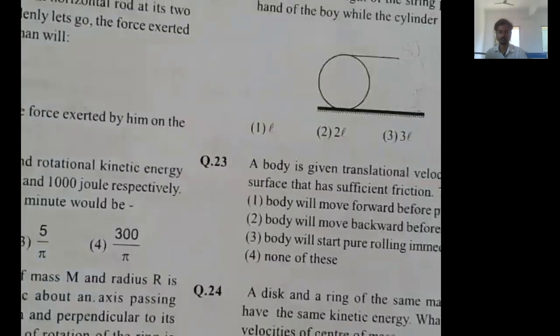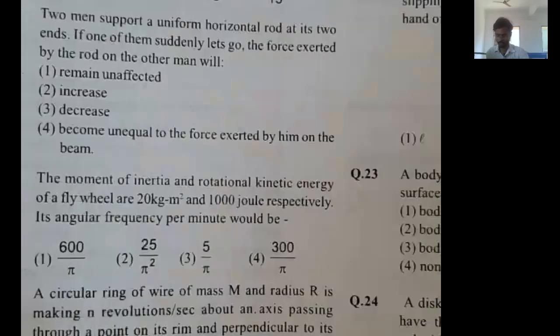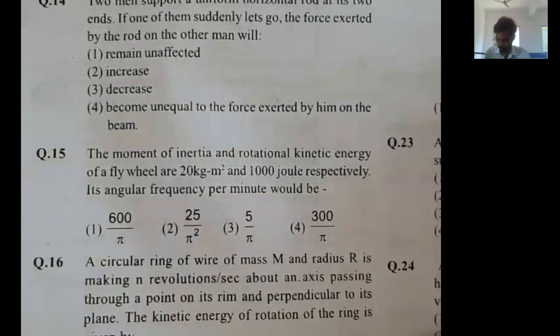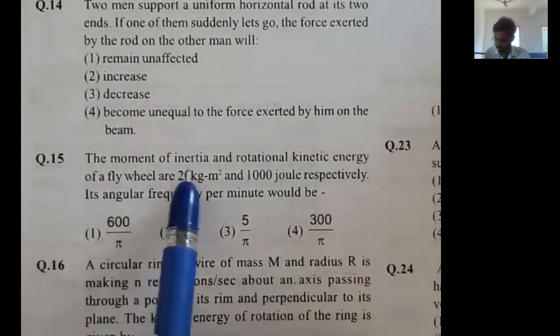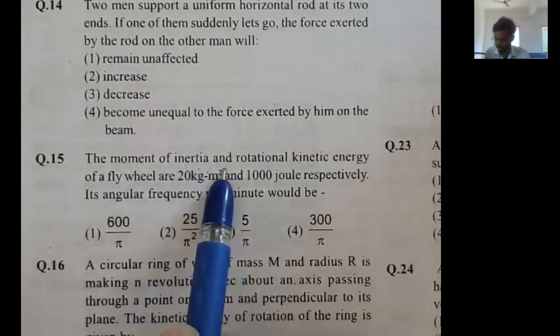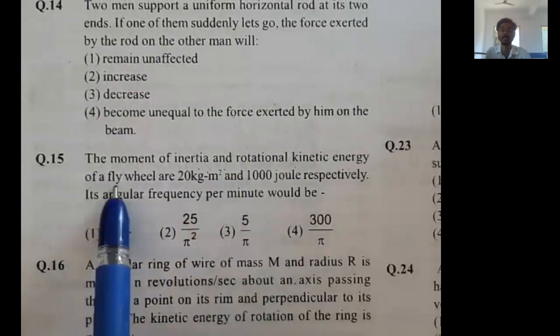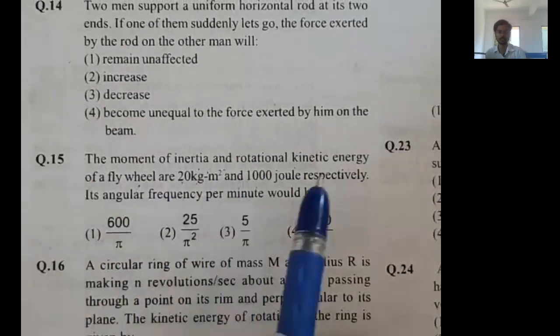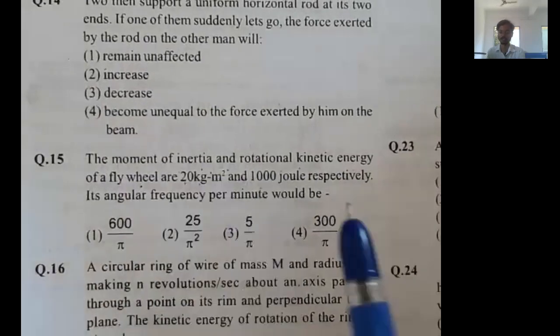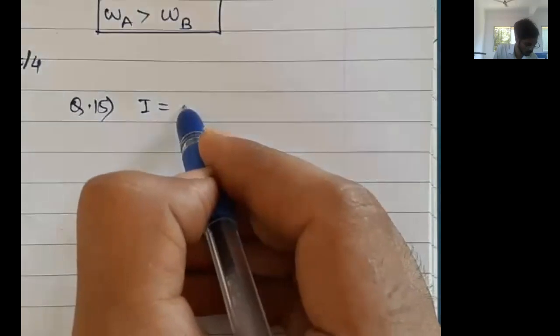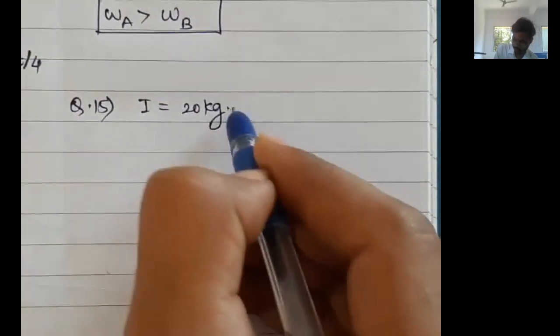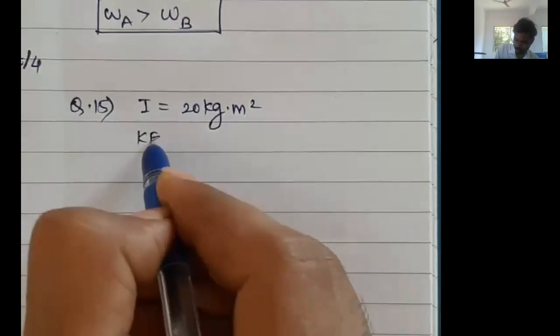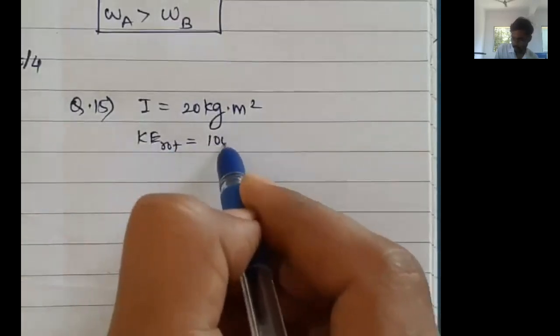Okay, so let us read question number 15. Let's see what is asked and what is given in the question. The moment of inertia and rotational kinetic energy of a flywheel, flywheel means disc, is 20 kg meter square and 1000 joule respectively. What is given? Moment of inertia and rotational KE. So immediately write moment of inertia is equal to 20 kg meter square and rotational KE is 1000 joule.